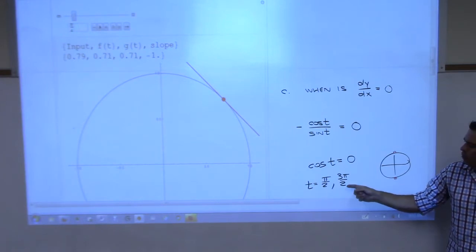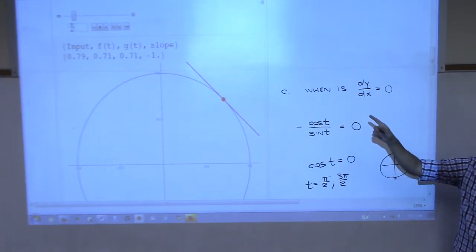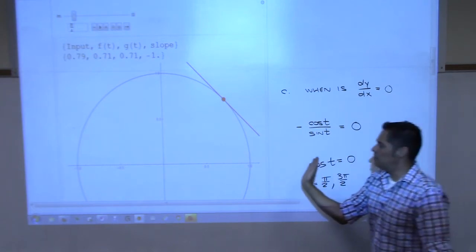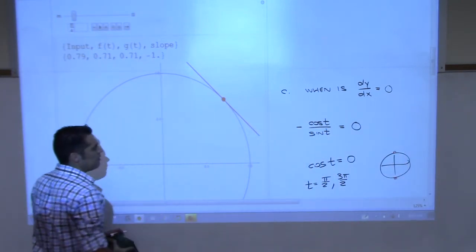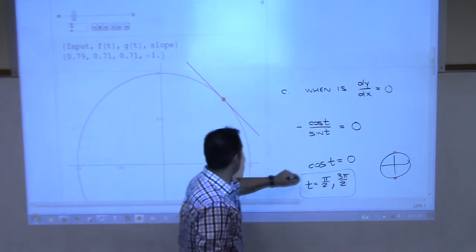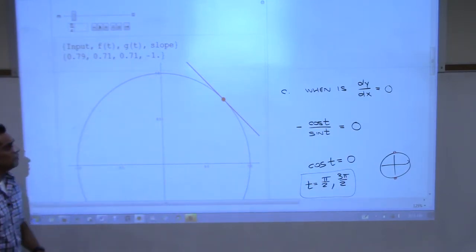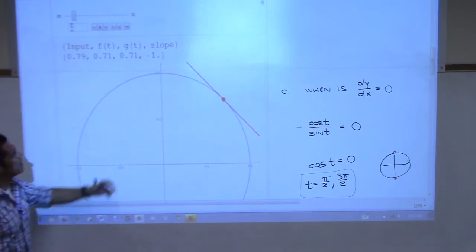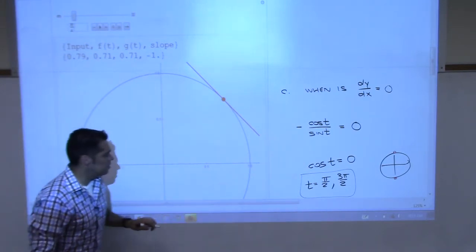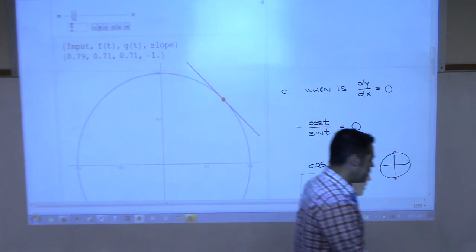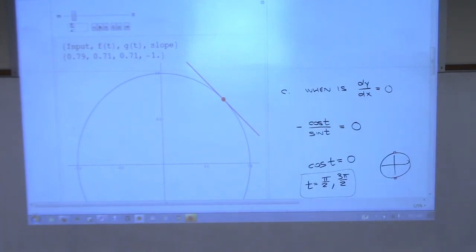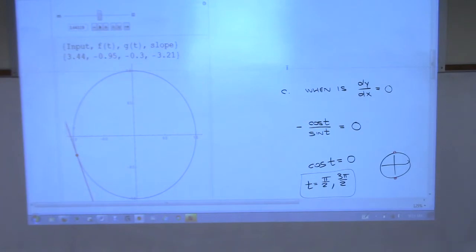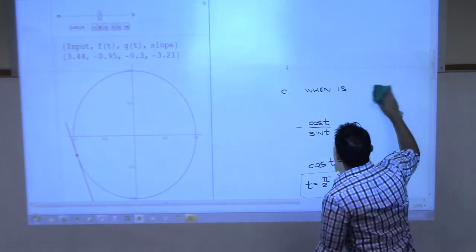Where are those points on our circle? Imagine pi over 2 is up here. Now how could we verify that these 2 points are the north and south poles of this circle? We'd have to plug pi over 2 into the original parametric function, and you would get this point. And if you plug in 3 pi over 2, you get the point on the bottom. And it's obvious that the slope of the tangent line up there is 0, and down on the bottom is 0 also. Okay, so now the next question, part D, is when is the tangent line vertical?